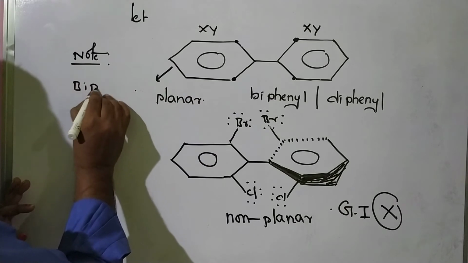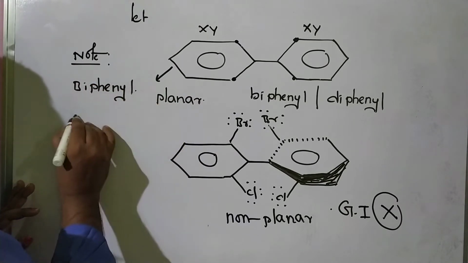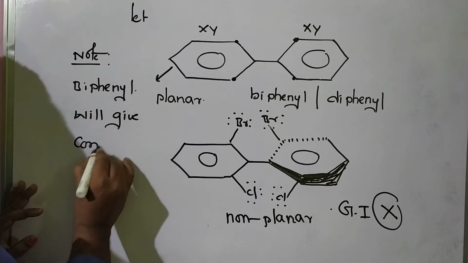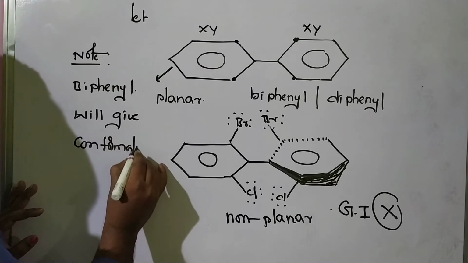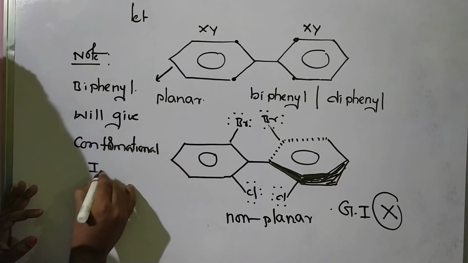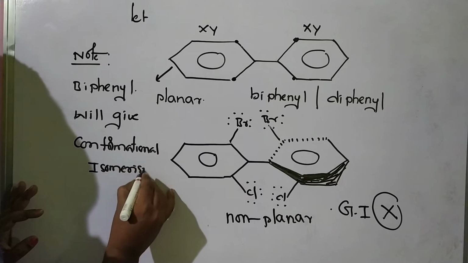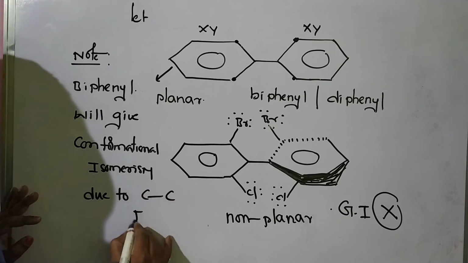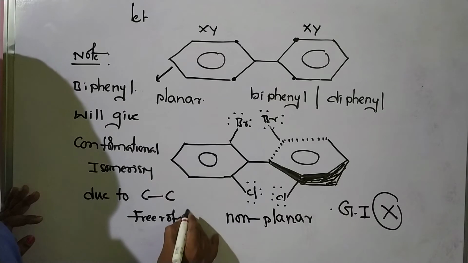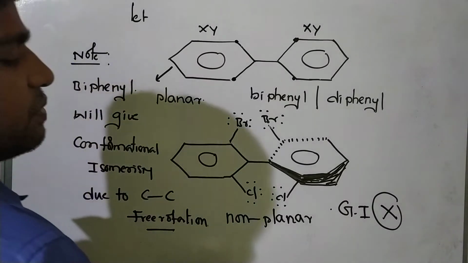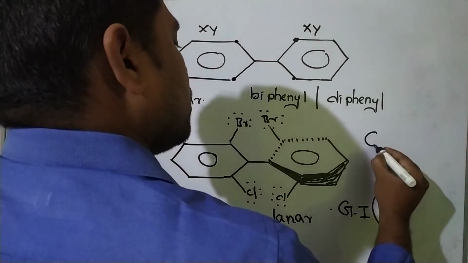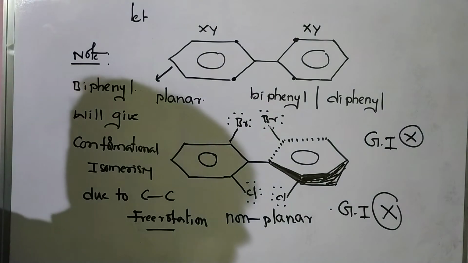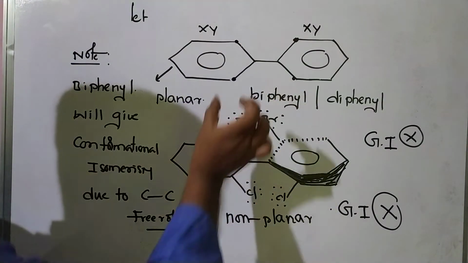Biphenyl will give conformational isomerism, due to carbon-carbon free rotation. Carbon-carbon free rotation, but it never gives geometrical isomerism. So this is a very, very important point. Okay, please note. So this is planar.